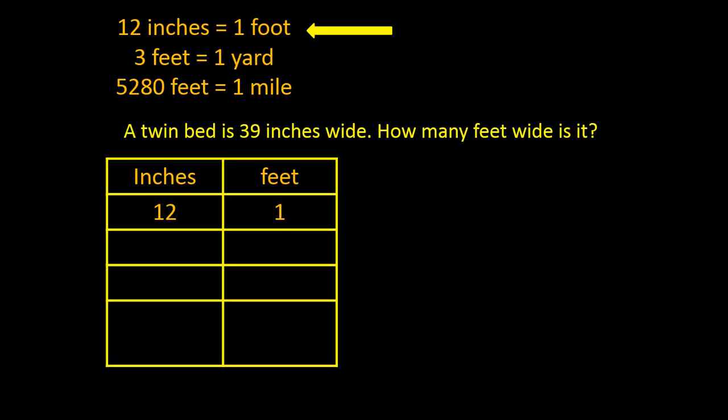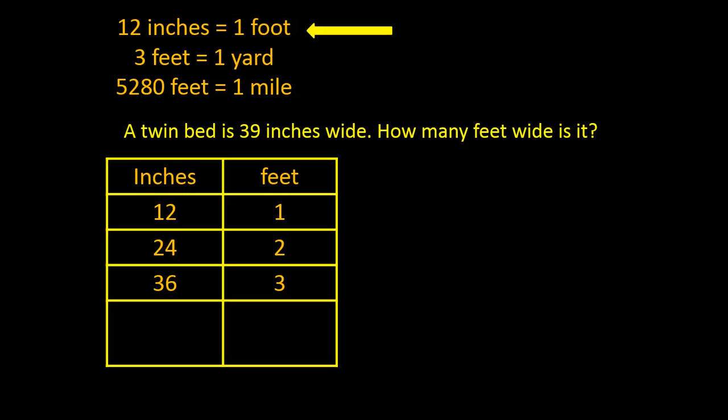So if there's 12 inches in 1 foot, then 12 more inches would have to be 2 feet, and 12 more inches than that would have to be 3 feet. Now if I add an additional 12 inches, then I have 48 inches, which is wider than my bed. So I need to think about how many more inches I need beyond the 36. And that would be 3 more inches to get me up to my 39-inch wide bed.